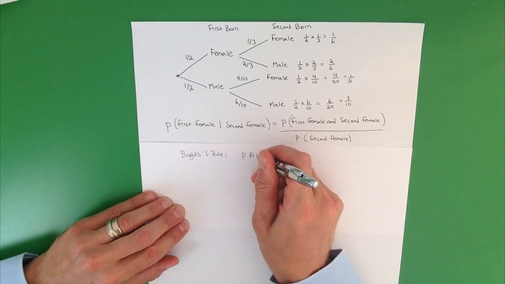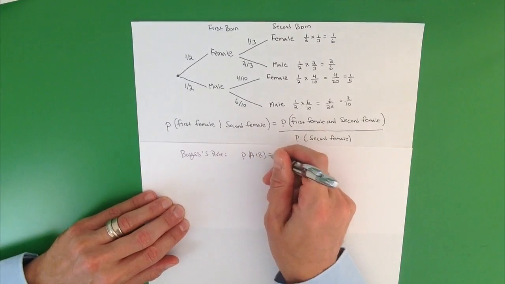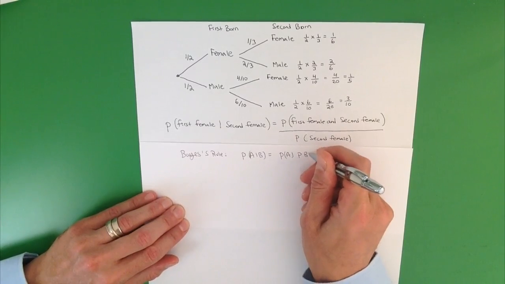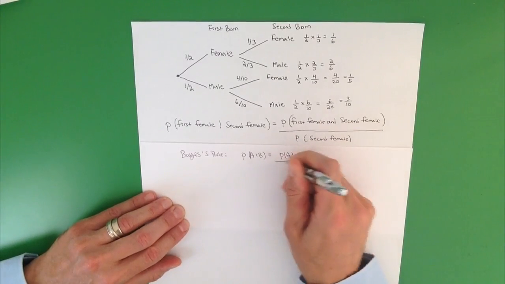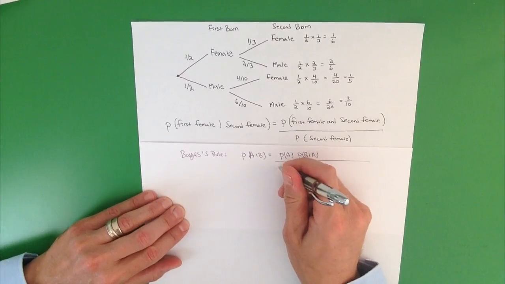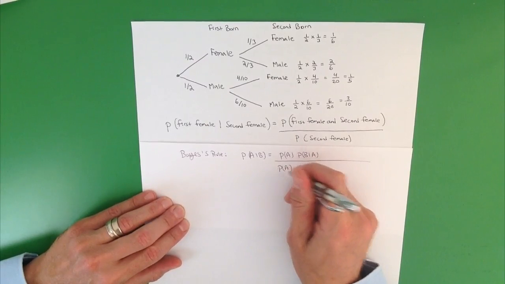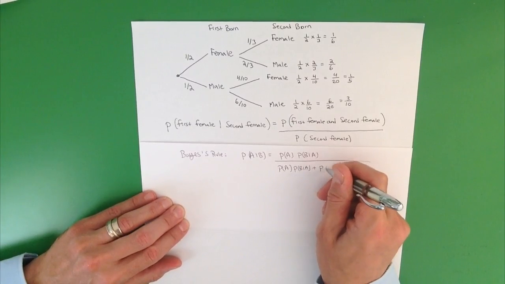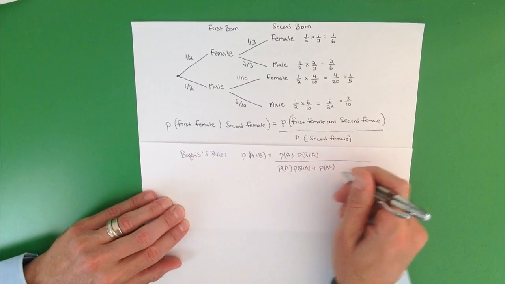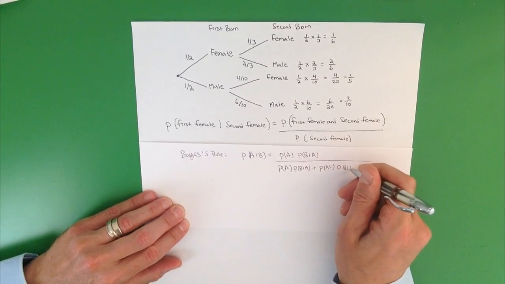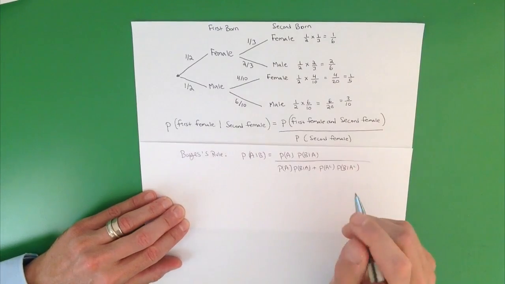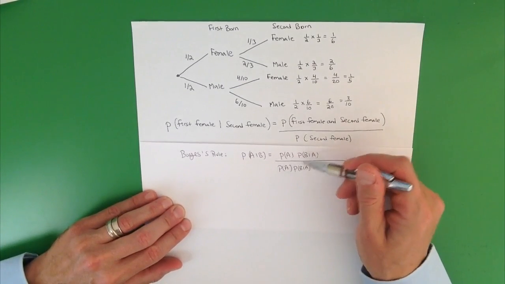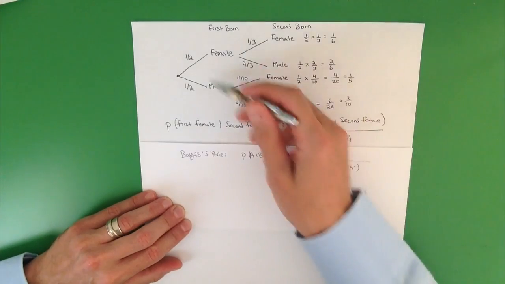The probability of A given B is equal to the probability of A times the probability of B given A, divided by the probability of A times the probability of B given A plus the probability of A complement times the probability of B given A complement. Well, the interesting thing is we actually have all of these individual probabilities in this tree.